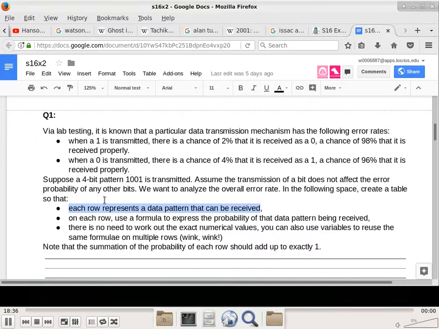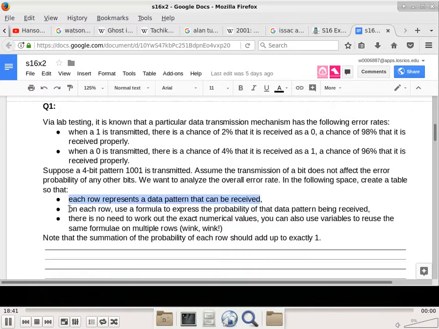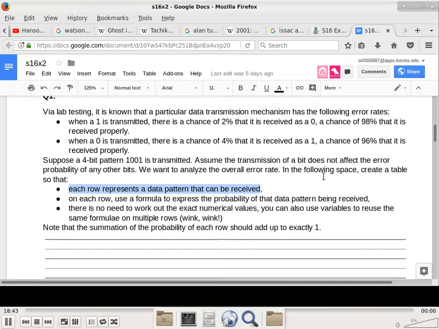Okay, so the question is: assume the transmission of a bit. In the following space, create a table so that each row represents a data pattern that can be received. That table is going to depend on how you organize it. If you organize it like the tree that I have, it's not going to be sequential binary numbers. But if you organize it as sequential binary numbers, you just have to work out the P's and Q's differently. On each row, use a formula to express the probability of that data pattern being received.